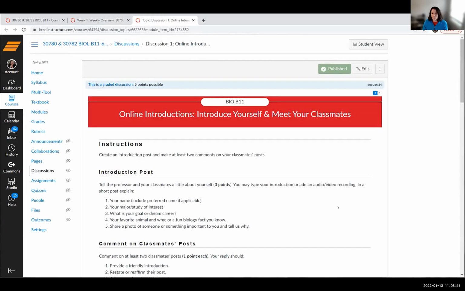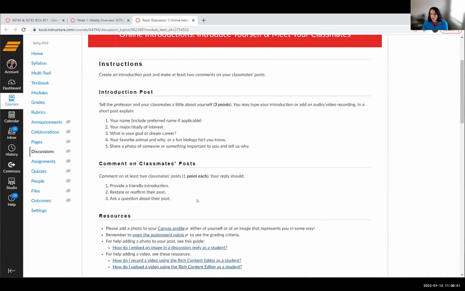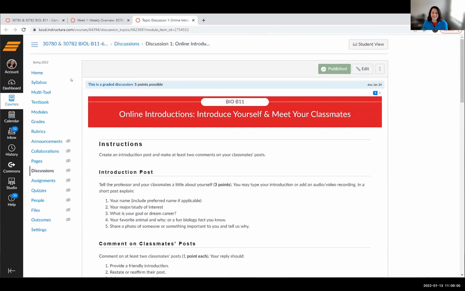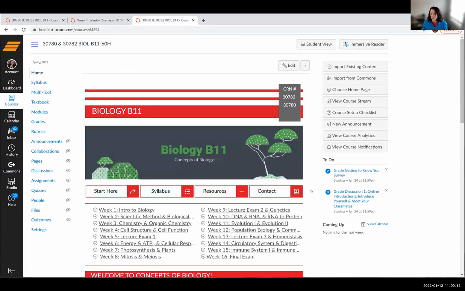So this is their first discussion. It's really just them introducing themselves. So they have an opportunity to share some interests. And then I also require them to respond to some of their classmates' posts as well. So I get a little bit of elements of interaction that I would otherwise have in lecture. All right, and students are already posting. All right, so that is my approach to some hybrid online classing.